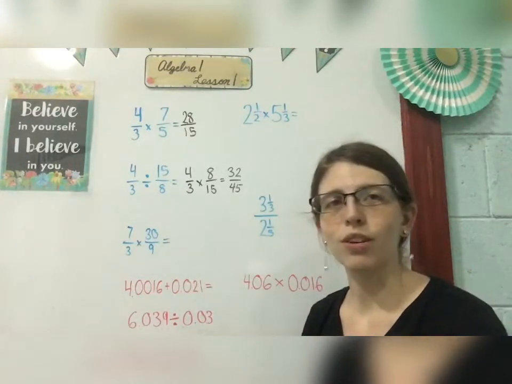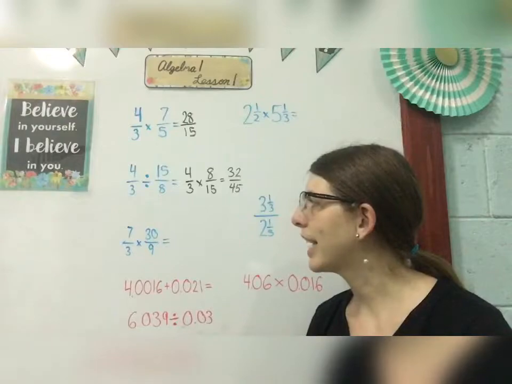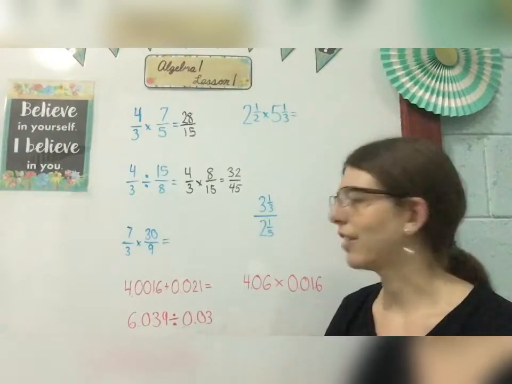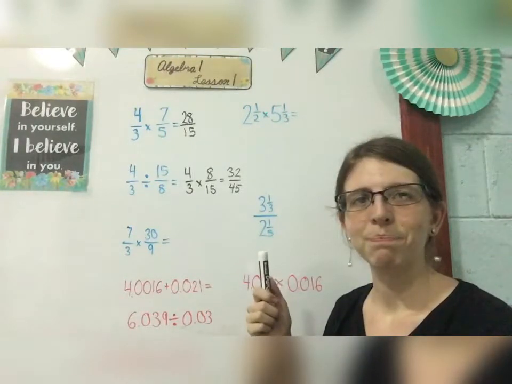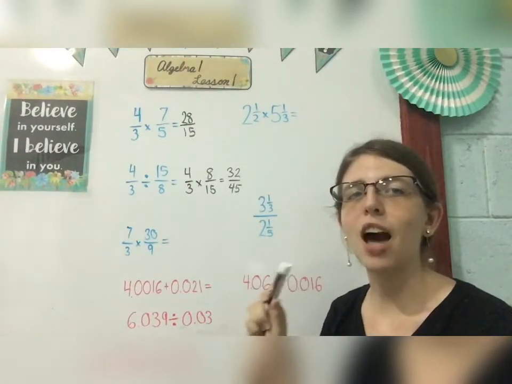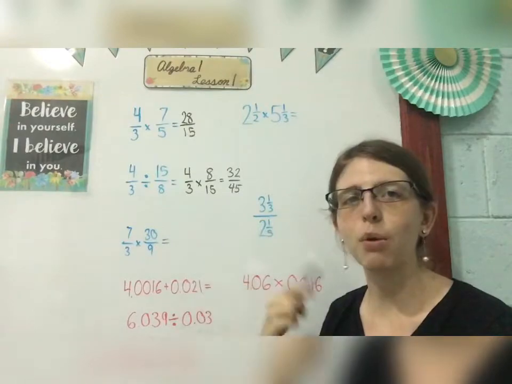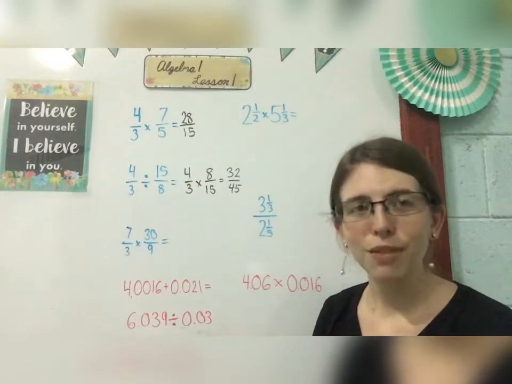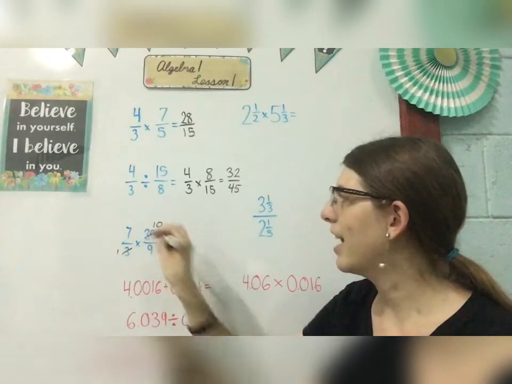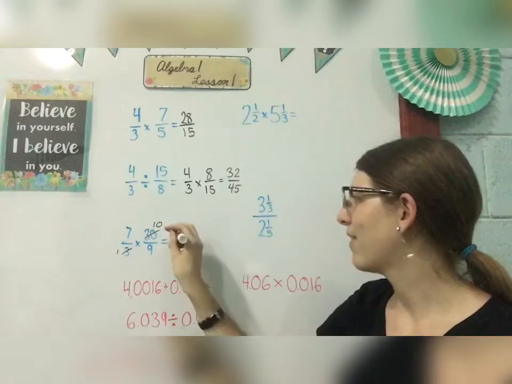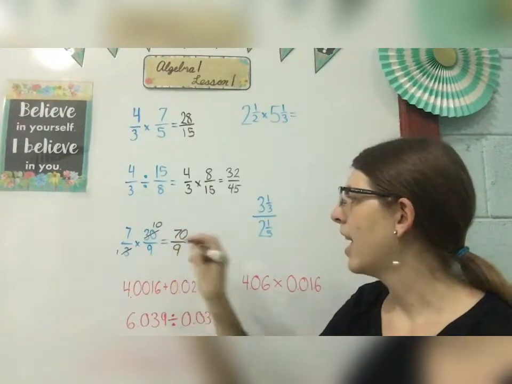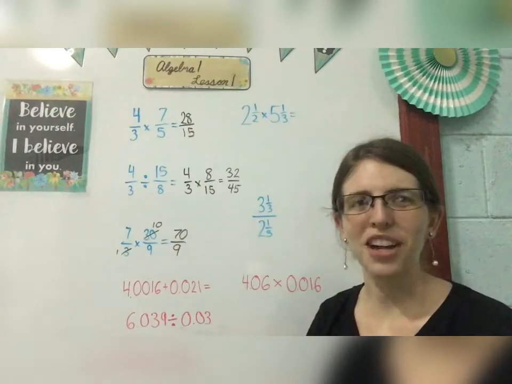7/3 times 30/9. Check to see if there's anything you can cancel before you multiply. 7 and 9, nope, no common factors. 3 and 30, yes. This one has common factors. What's the greatest common factor? The biggest number that can go into both of them? 3, very good. So 3 divided by 3 is 1, 30 divided by 3 is 10. Now I can multiply. 7 times 10 is 70. 1 times 9 is 9. And I'm going to leave it like that, 70/9.